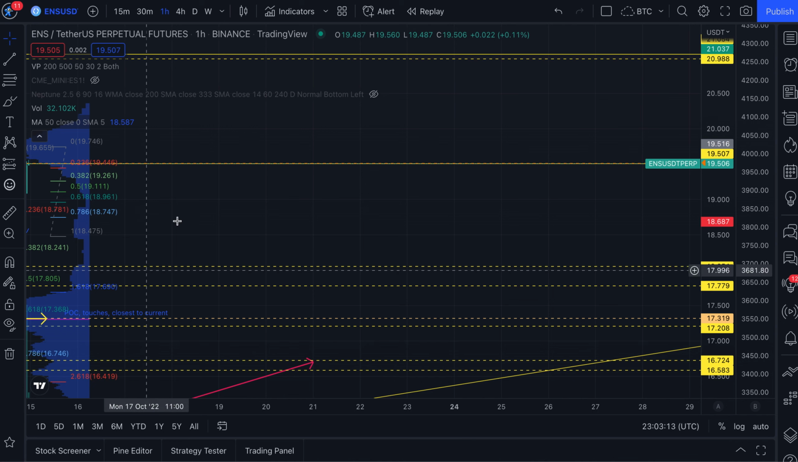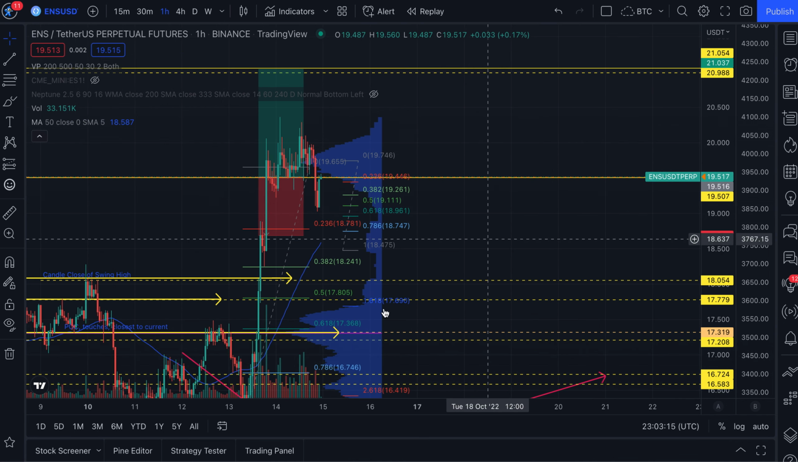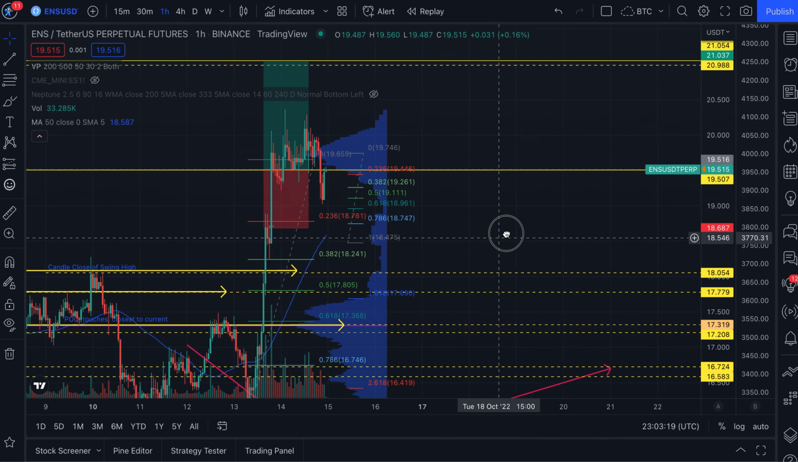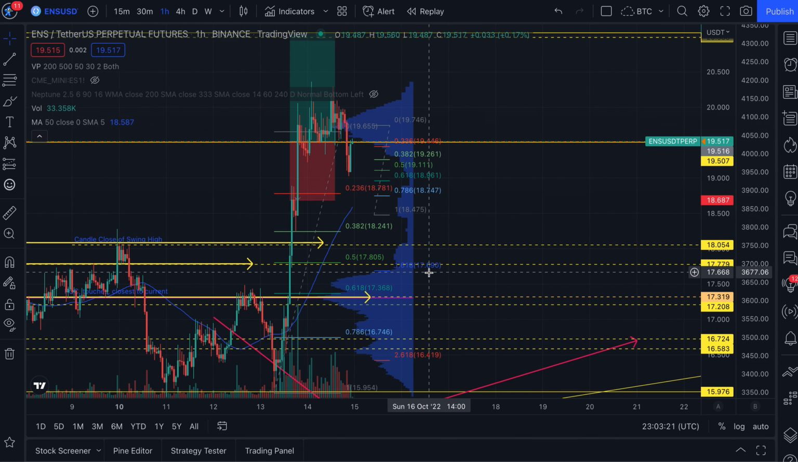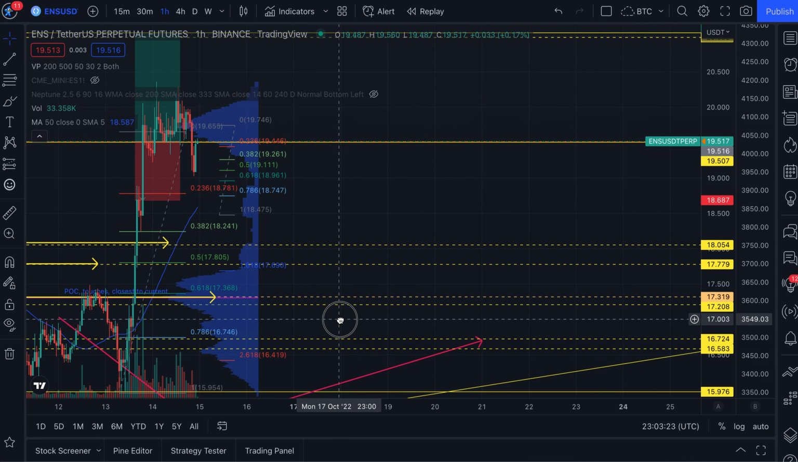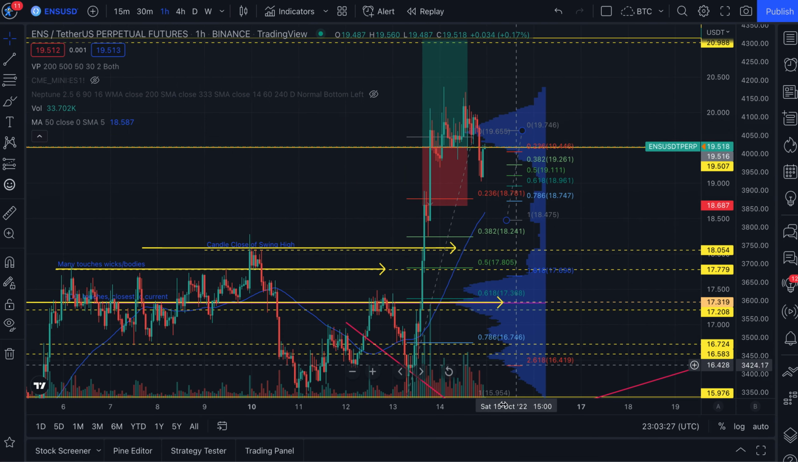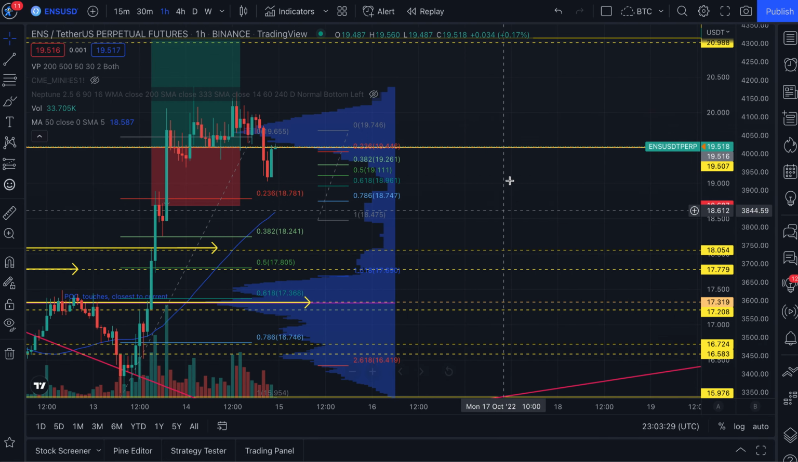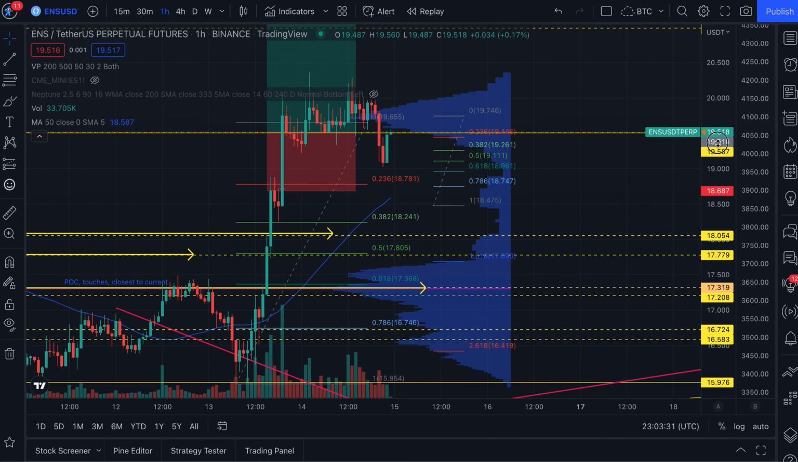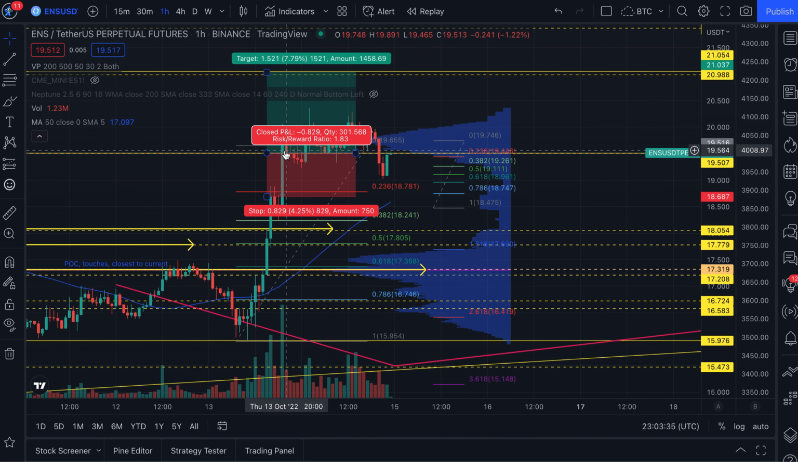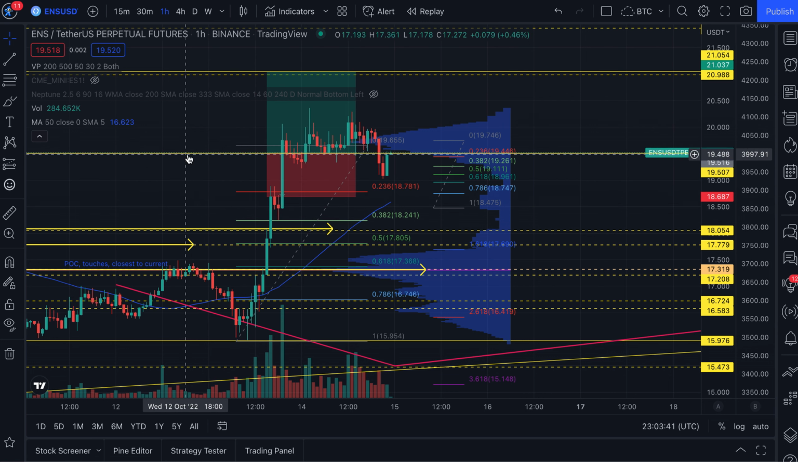Let me stretch this out so y'all can see better. Okay, again we get this huge run up. Okay, and I had just gotten out of the previous play. That's not what I'm trying to do here. I had just gotten out of that previous play, and it had this huge run up right here. Okay, and I decided this is going to be my new entry, which is also a support line.